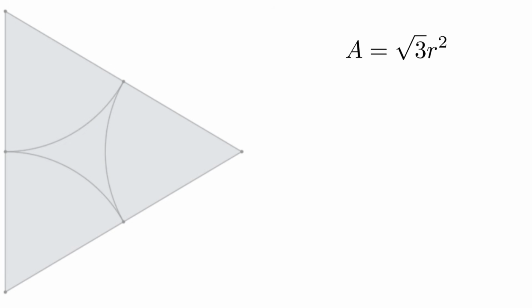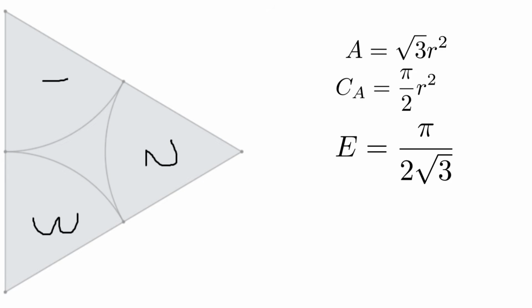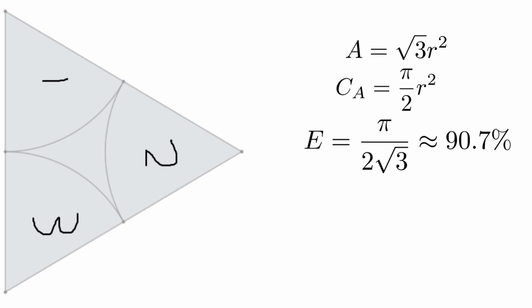Now, how many circles are there? Well, we have 3/6 of circles, meaning we have half a circle, so their areas are pi over 2 r squared. This means our efficiency is pi over 2 square root of 3, or 90.7%, which is significantly higher. But is this the best packing?